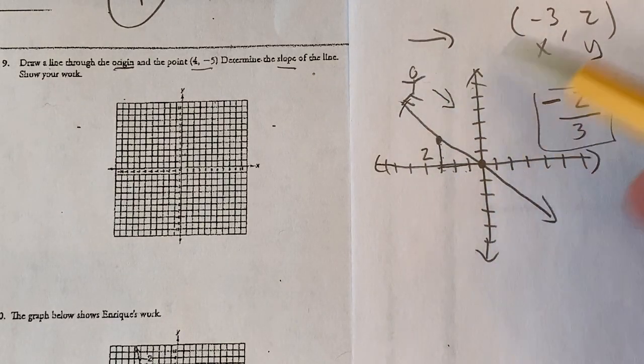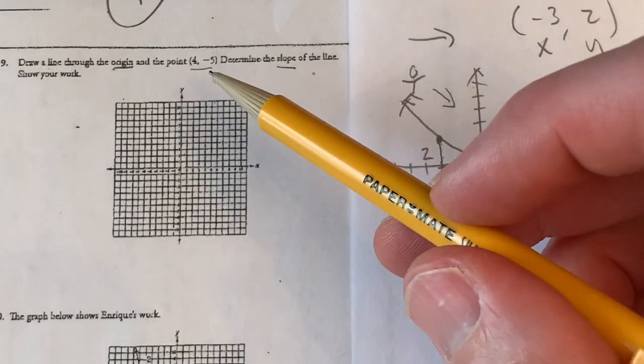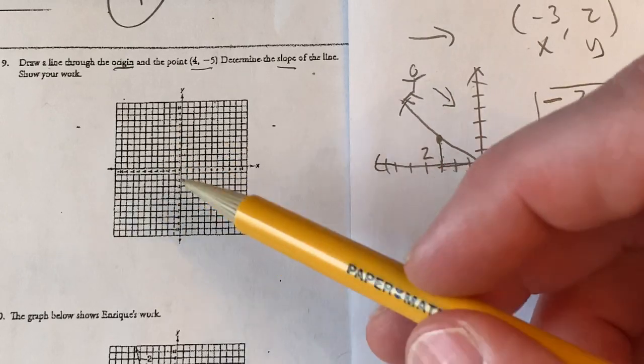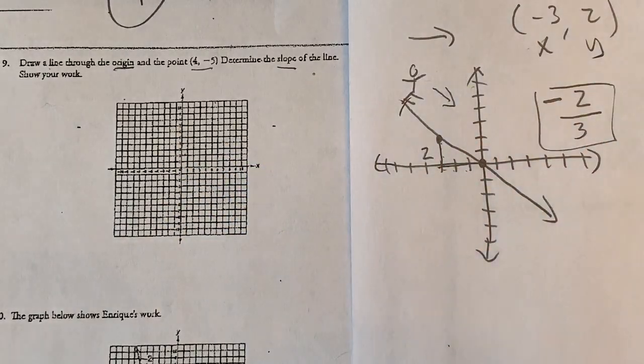Okay, so we had a little man going downhill, plotted our point. So same thing. You have the origin, go ahead, plot that point, and then just count your rise and your run. That should be pretty easy.